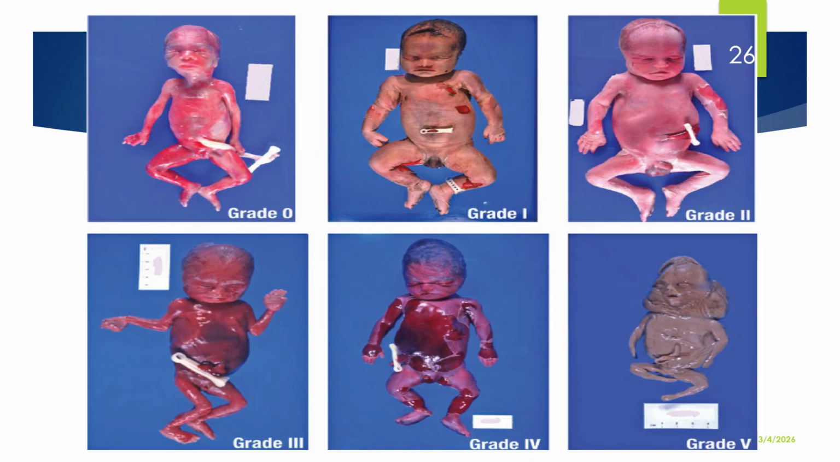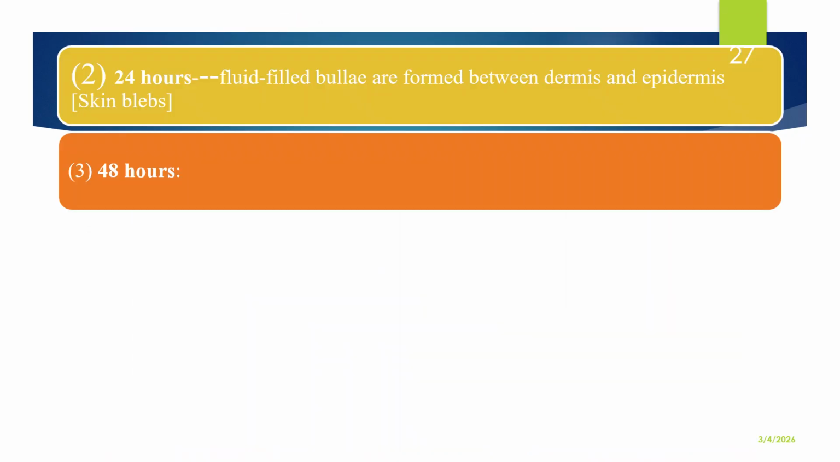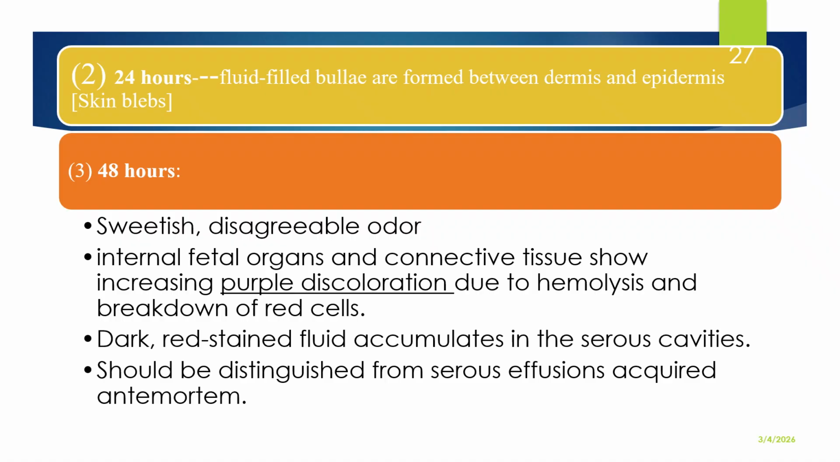These are some of the gradings of maceration, where you can see the reddish appearance on the skin surface. At 24 hours, you'll see fluid-filled bullae formed between the dermis and the epidermis, that is, skin slip. After 48 hours, you'll see a sweetish, disagreeable odor.